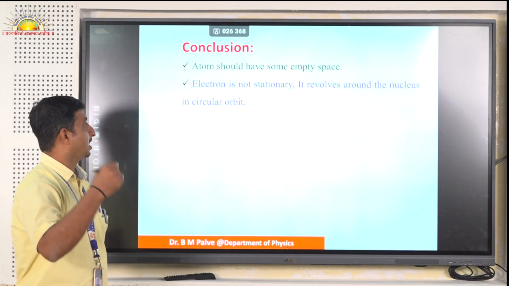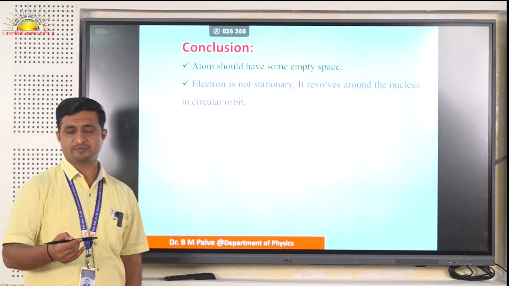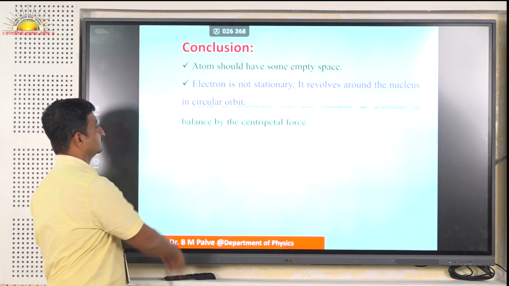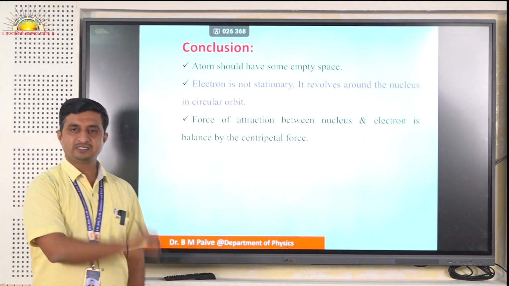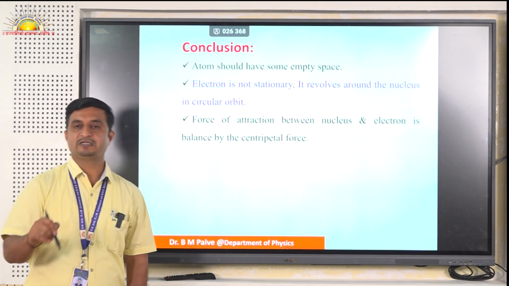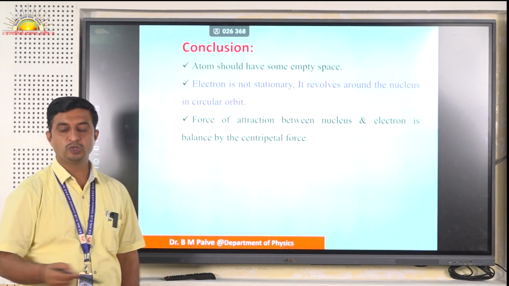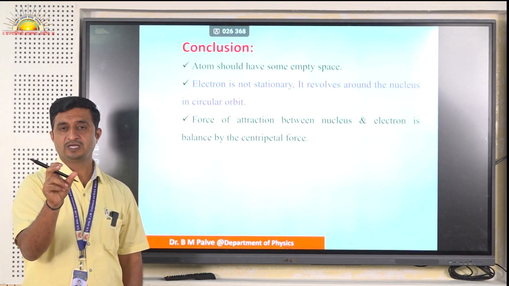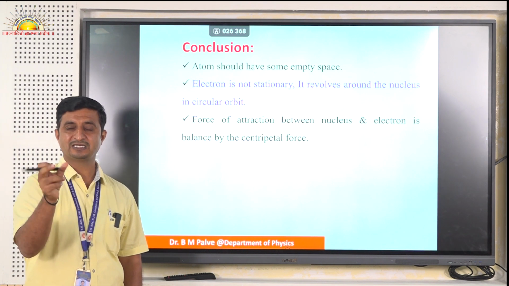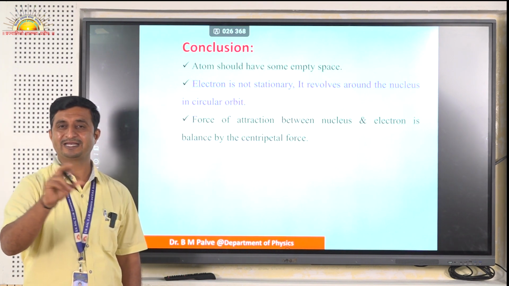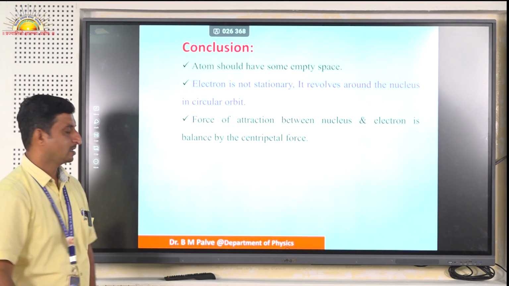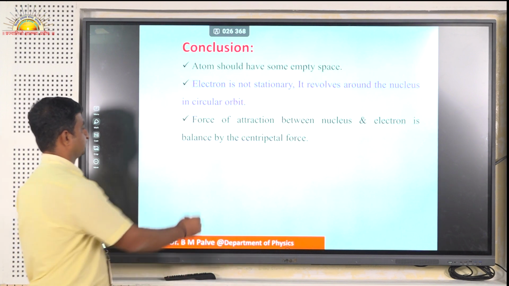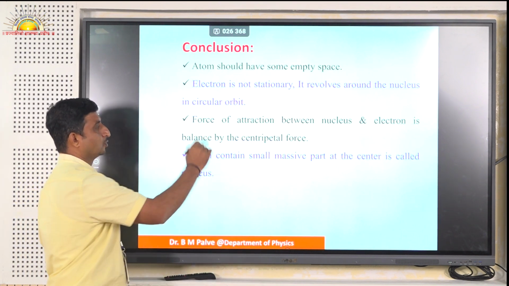The electron is revolving around the nucleus in a circular orbit. Electron is not stationary. Third conclusion, the force of attraction between the nucleus and electron is balanced by the centripetal force. This electron is revolving around the nucleus in a circular orbit. It means there is a centripetal force between the electron and nucleus, and this centripetal force is balanced by the electric force between the proton and electrons, nucleus and electrons.